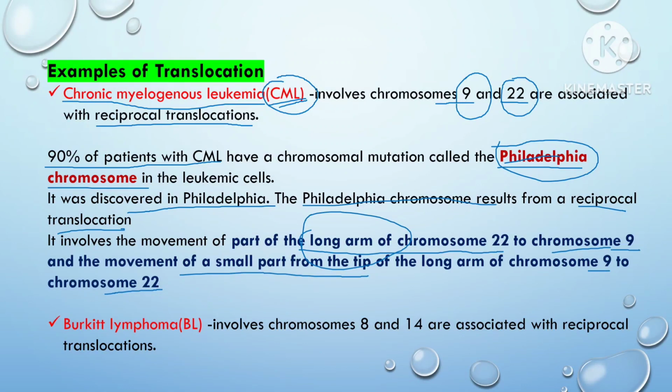And the second example is Burkitt's lymphoma. The short form is BL. It involves the translocation of chromosomes number 8 and 14. Again, this is a reciprocal translocation.